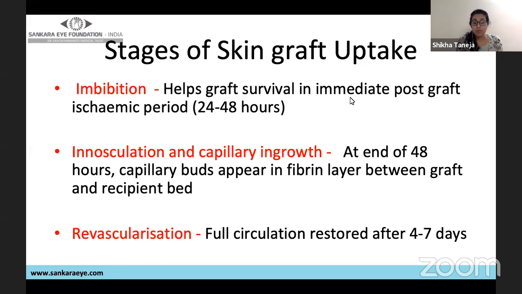It takes almost 6 weeks for the entire collagen to turn over, that means to get replaced by fresh collagen. That is when the graft is completely taken up. It takes more than 1 year for nerve endings to grow there and for sensation to return, sometimes almost 1 to 2 years.